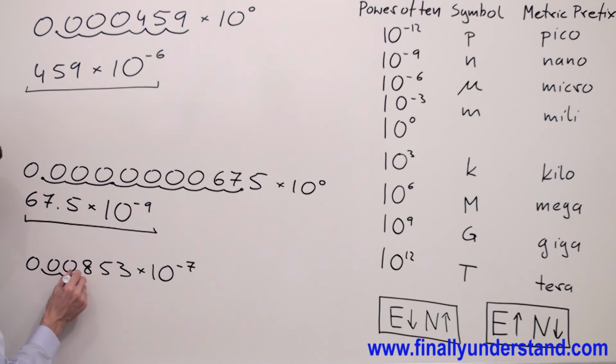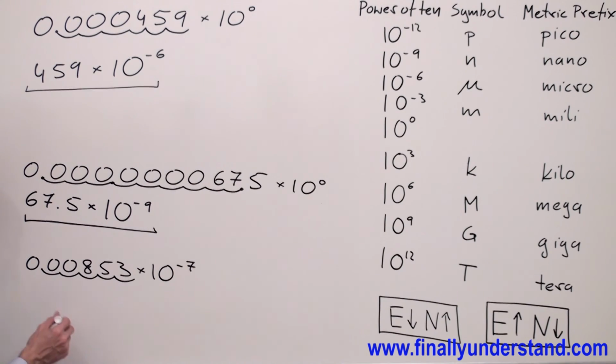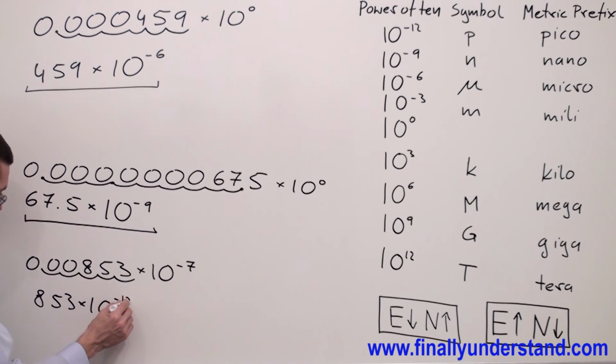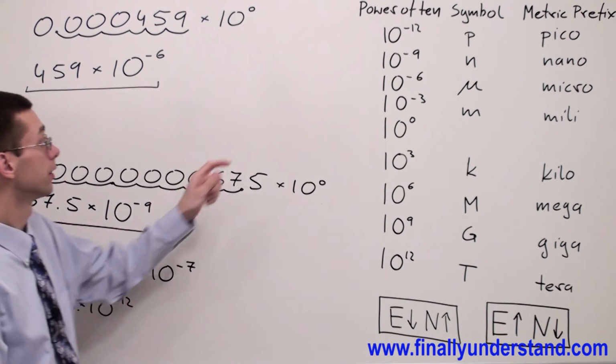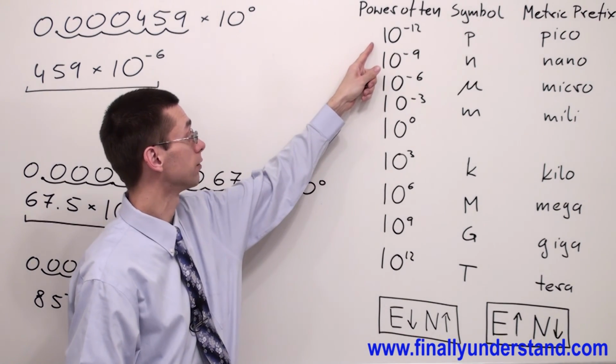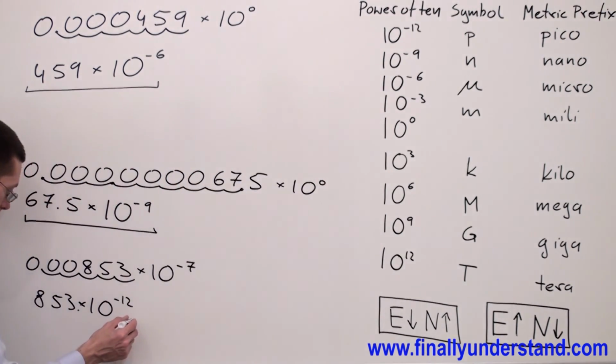If I move one more time, it's going to be -9. But I still have zeros on the left side. If I move one more time, I'm going to have -10. If I move one more time, I'm going to have negative 11, and one more time is going to be negative 12. I have 853 times 10 to negative 12. The number on the left side of the decimal point is between 1 and 999, and I get a power of 10 listed in my table. So I have 10 to negative 12, so I can say that this is the answer to my problem.